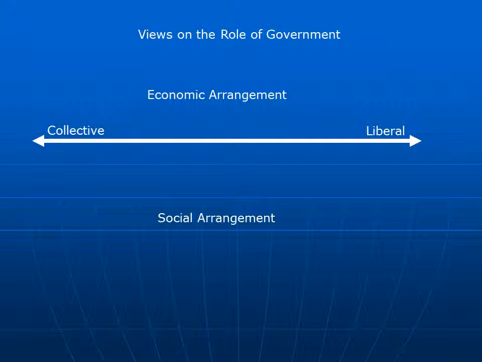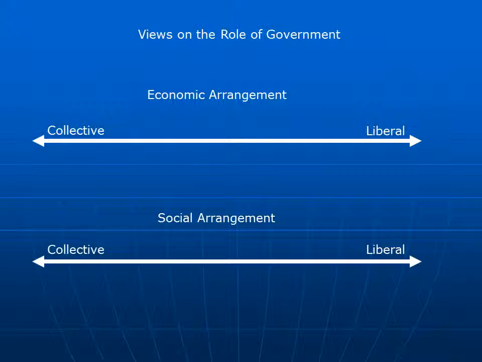The second scale that you have to consider is a social arrangement. And again, you have liberal and collective. People on the far end of the liberal scale believe that government needs to stay out of our lives so long as we don't hurt anyone else. People on the collective side tend to believe that government actually has a very important role in promoting certain values and order and social mores. And so these are the two main views on the role of government: collective versus liberal on the economy versus social or personal life.